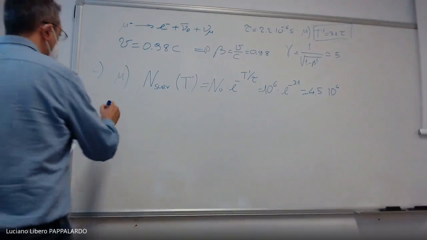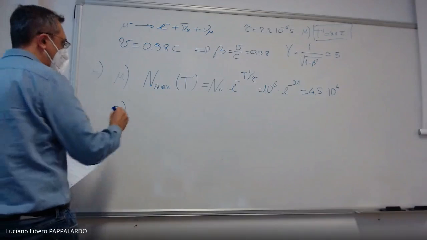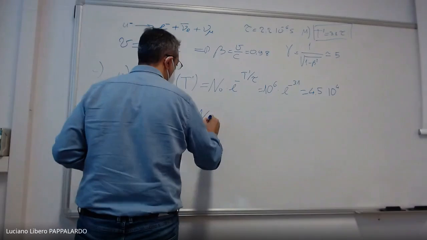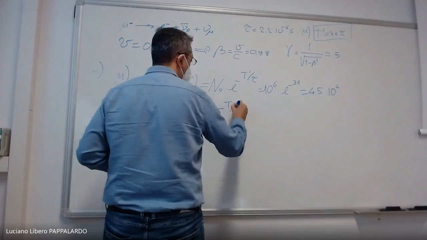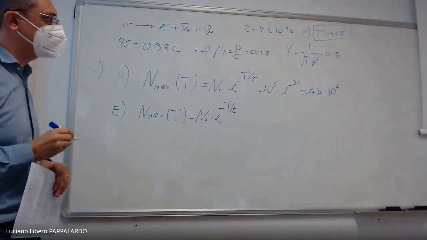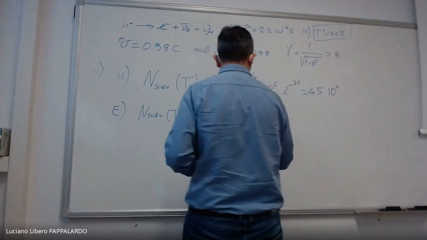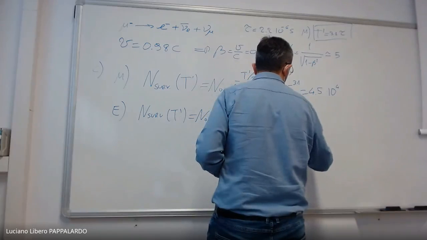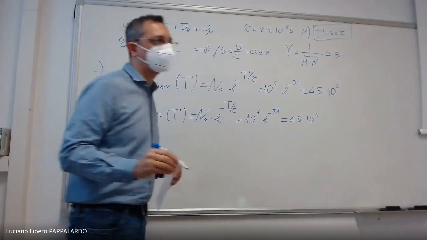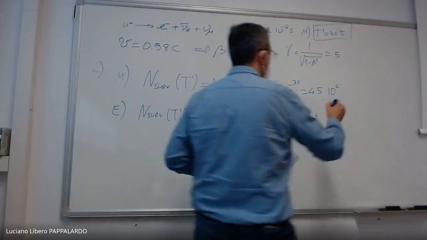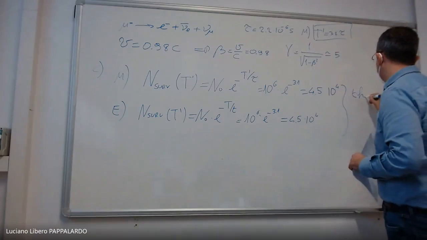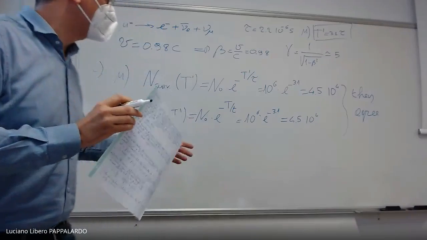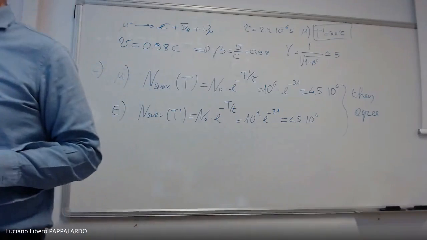Let's now sit on the observer on the Earth again, and N at t is equal to N0 e to the minus t divided by small t. And it is exactly the same as we have just shown. So this is 10 to the 6, e to the minus 3.1, and again 4.5 times 10 to the 4. So they both agree that only 45,000 muons will reach the Earth's surface.